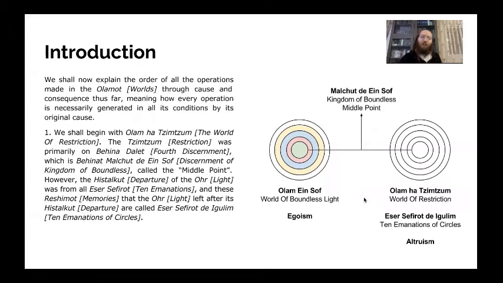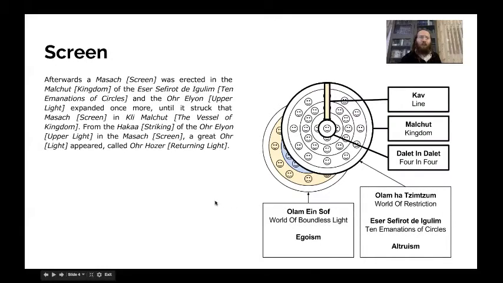So we have the Olam Ein Sof, which is the world of boundless light, which is egoism. And then when we do the switch from 4.2 to 4.3, we start building our world of restriction, which is the Eser Sefirot Igulim, the 10 emanations of circles, which is basically building our altruism. And it goes through a series of phases, and we'll be going over it in the coming slides. Screen.